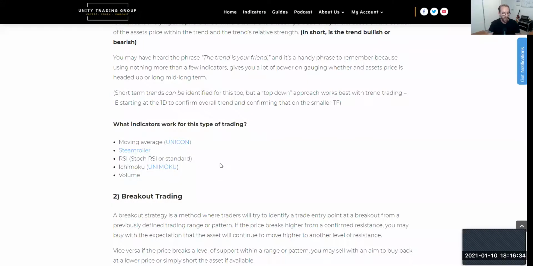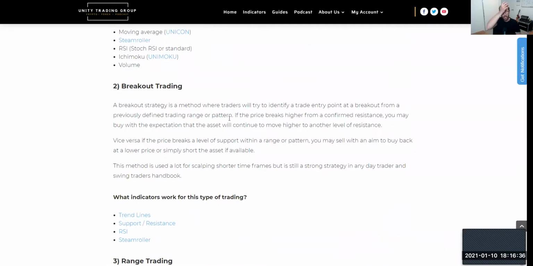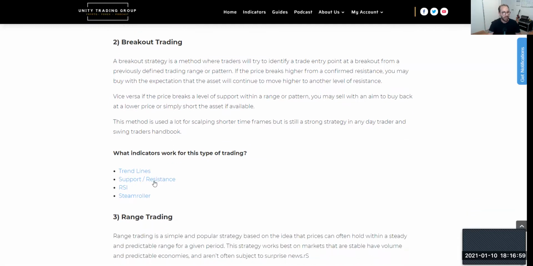Very, very simple. Next, breakout trading. I do like breakout trading because it can be immediately profitable in terms of identifying a range and whether we have broken out of a range. One unfortunate thing about breakout trading is that you've got to be in front of the screen. Yes, you can set alerts and then go and sit in front of your computer, but what if you're enjoying a birthday or time with the kids and you're getting alerts saying, hey, we're breaking out of a range? When you're in front of the screens, it can definitely work. And it's very simple. All you really need is trend lines, support resistance, RSI, and Steamroller for that.